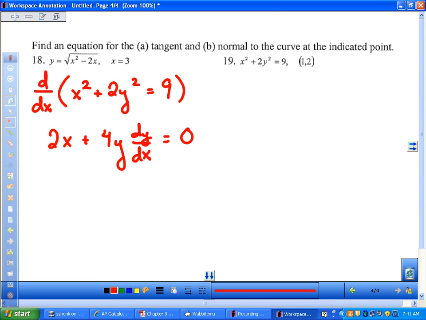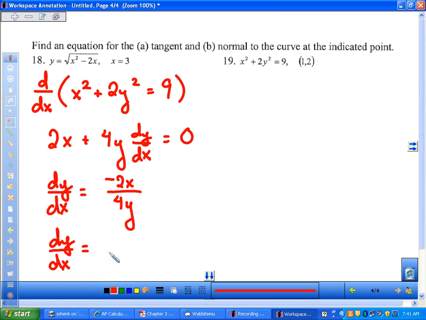We want to move the 2x. We want to solve for dy/dx. So what would be the procedure in solving for dy/dx? What would we first do? Subtract the 2x and then divide by 4y, which would simplify down to negative x over 2y. So dy/dx is negative x over 2y.